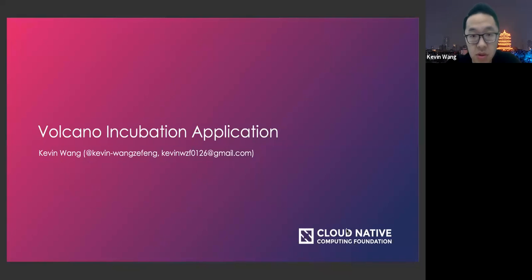Okay. I also added the link to the agenda so you can view it online, and I was just using my local copy. So I will be introducing the Volcano project. Actually, the growth after we enter the sandbox, and I think it will be helpful to clarify where we are, and actually we are preparing to apply for incubation. The pull request of the incubation will be submitted after the presentation. Great. Yeah.